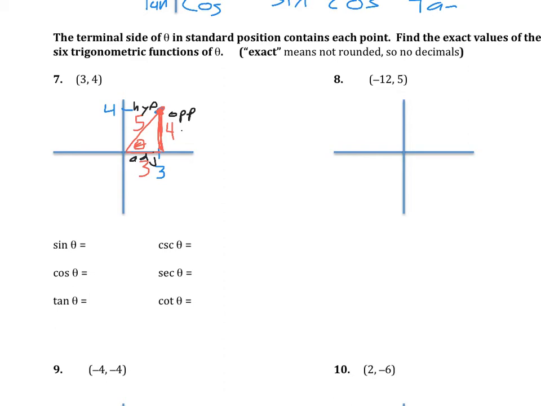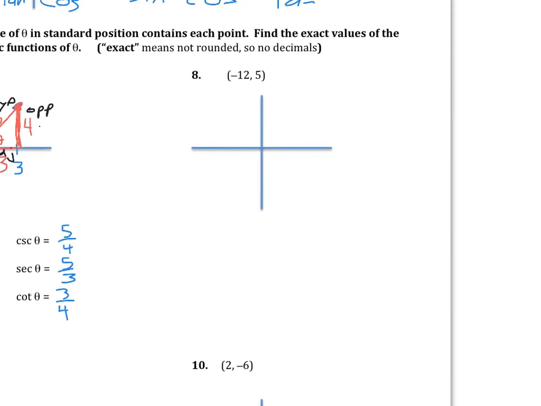Okay, so sine theta, sine is opposite over hypotenuse, and cosecant is the reciprocal of that. Cosine is adjacent over hypotenuse. Secant is the reciprocal of that. Tangent is opposite over adjacent, and cotangent is the reciprocal. Alright, notice all 6 of these are positive, and in quadrant 1, everything is supposed to be positive.